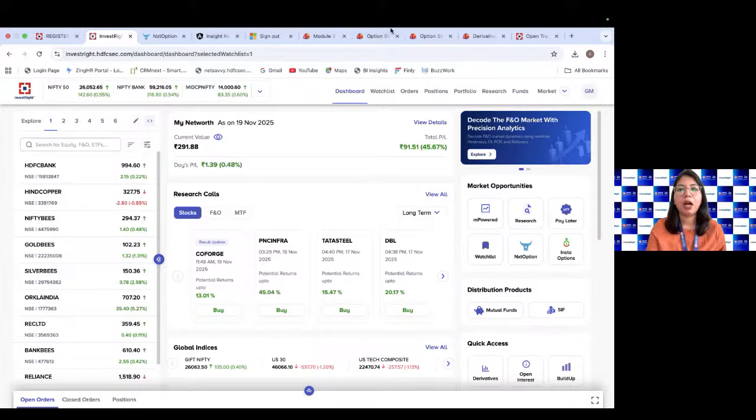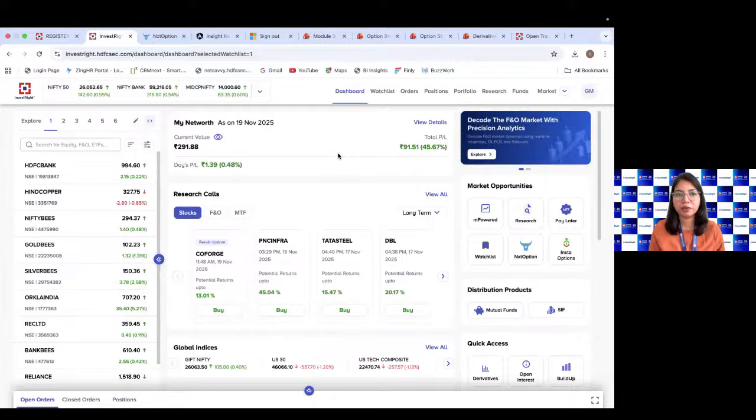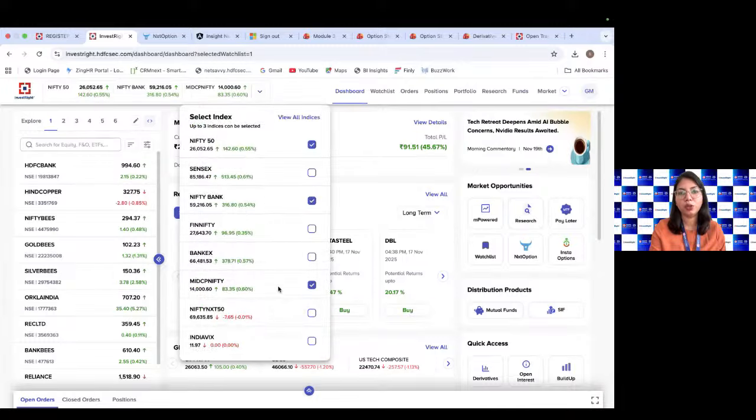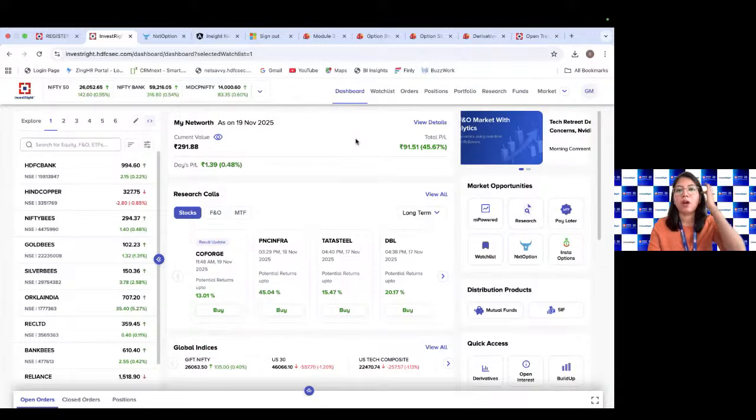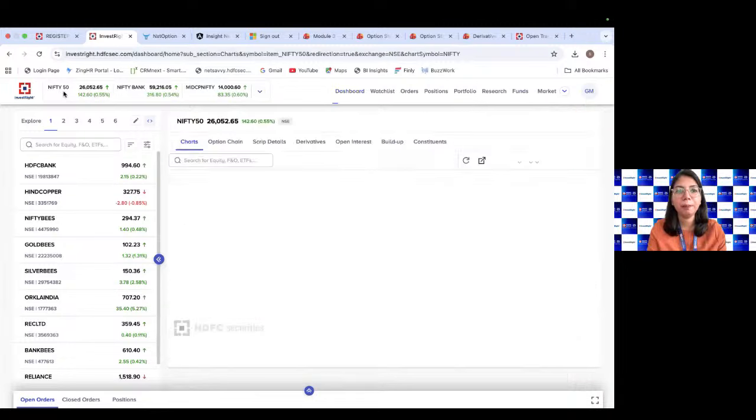Once you log in to the platform, this is the dashboard where you land. When we talk about futures and options, indices are the most common or the most famous ones, right? So at the top itself, we get the indices. You can set your preference based on what index you want to trade. First of all, we talked about the futures, so I'll give you an example. I'll click on Nifty, and here I'm getting a dedicated tab as derivatives.